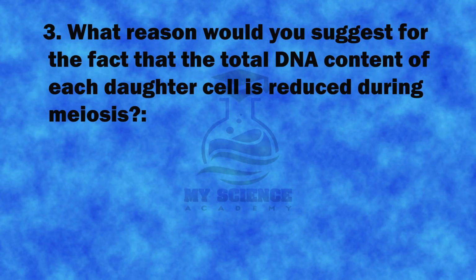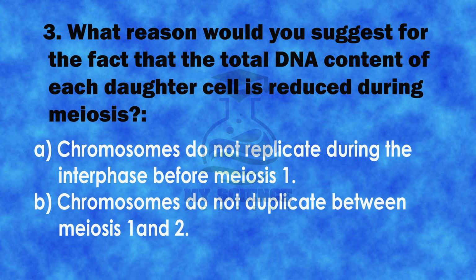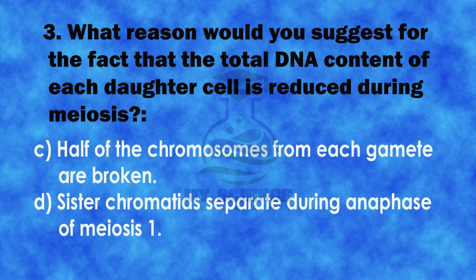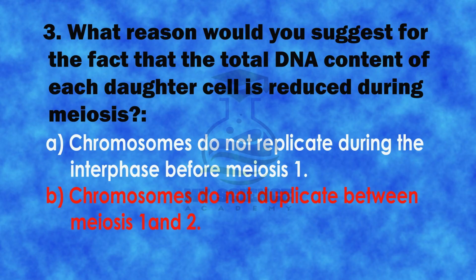Number 3. What reason would you suggest for the fact that the total DNA content of each daughter cell is reduced during meiosis? A. Chromosomes do not replicate during the interphase before meiosis 1. B. Chromosomes do not duplicate between meiosis 1 and 2. C. Half of the chromosomes from each gamete are broken. D. Sister chromatids separate during anaphase of meiosis 1. Correct answer is B. Chromosomes do not duplicate between meiosis 1 and 2.